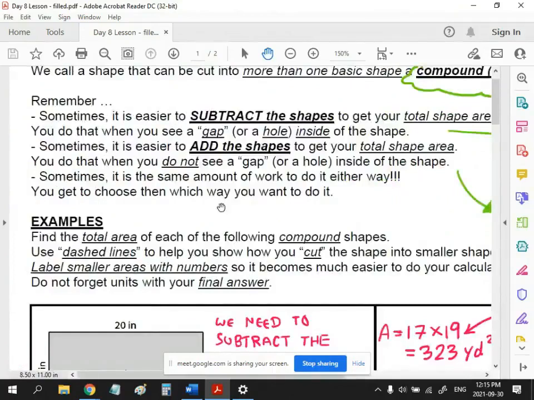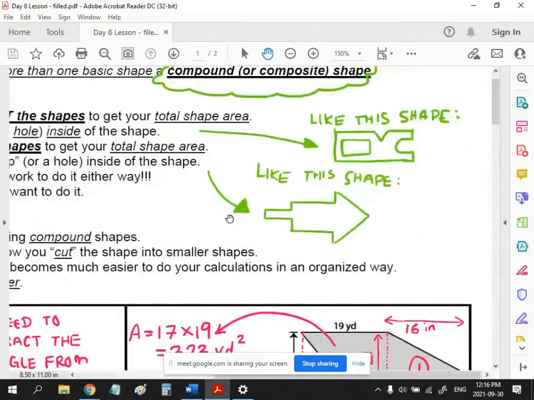So there are no holes. There is extra stuff on the side, like this one. How many shapes can you cut this into? I can imagine cutting it into a triangle. Stuck to it is a rectangle. Stuck to it is another rectangle. By the way, I will never tell you on a composite area problem if you should be subtracting or adding.